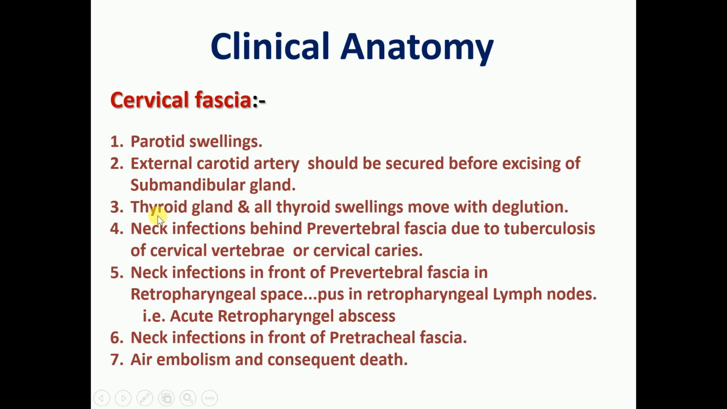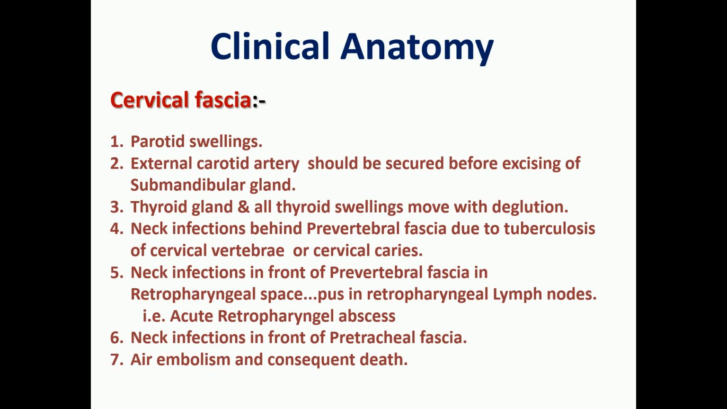Then the pretracheal layer encloses the thyroid gland, and thyroid swellings move with the larynx during swallowing or deglutition. That is also helpful due to this pretracheal fascia. Now it produces different spaces of the neck.